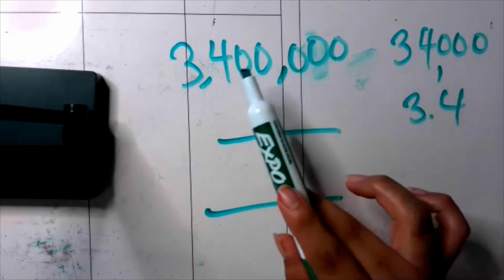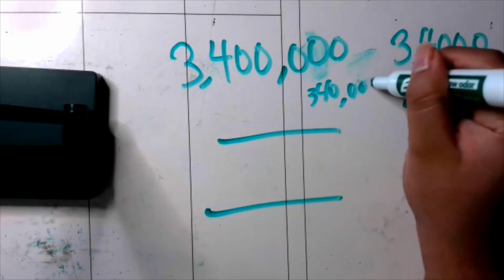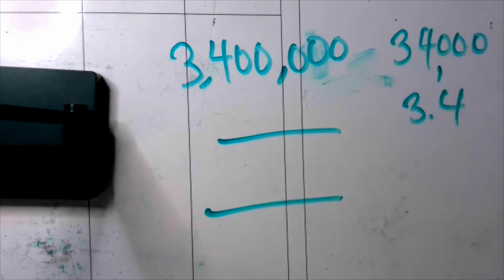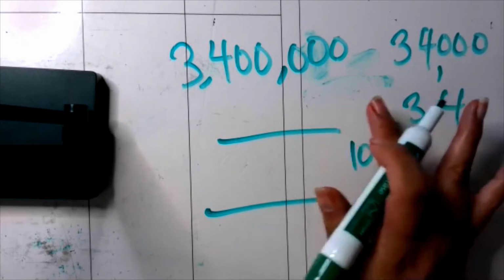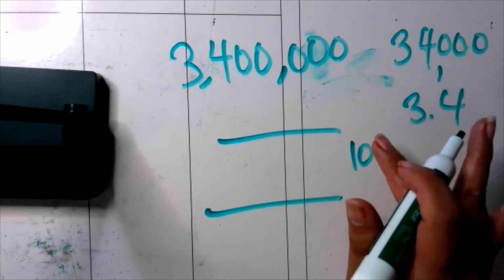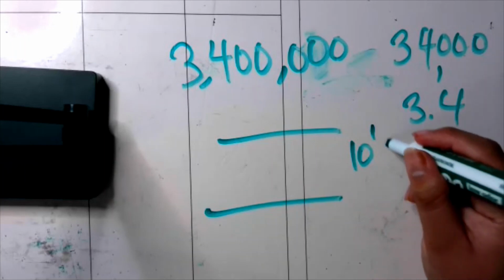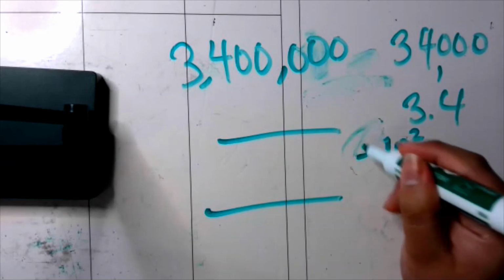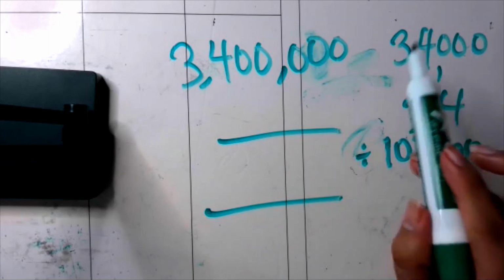As you can see, if you were dividing by 10, it would actually be 340,000, but it is not. It is 34,000. So that means you are dividing by something that is bigger. So if it's not 10, remember, because we're dividing by tens, it's got to be 10 to the power of 2, right? So that means we are dividing all of these numbers by 10 to the power of 2, otherwise known as 100.